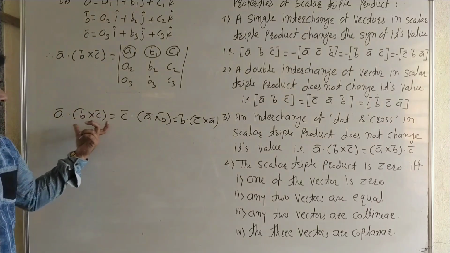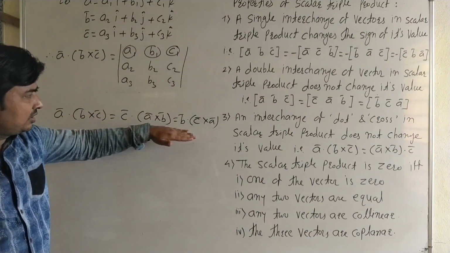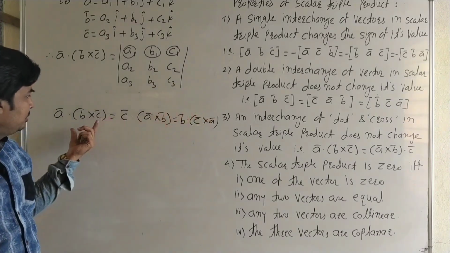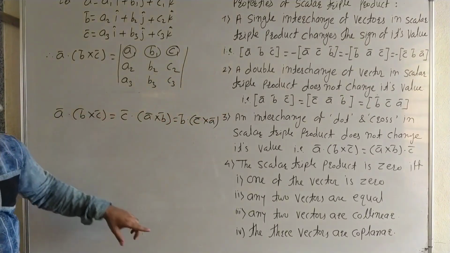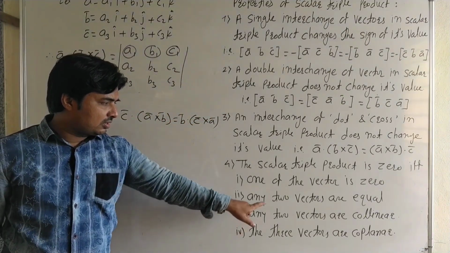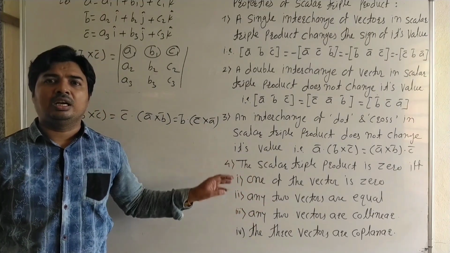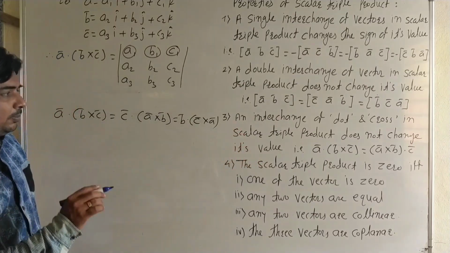Okay, here by the cyclic property, the second property, these three scalar products are equal. Here we use the double interchange form, which is property 2. Okay, see carefully. Now, if any two vectors in the scalar triple product are collinear, or we can say parallel, then the triple product is 0.